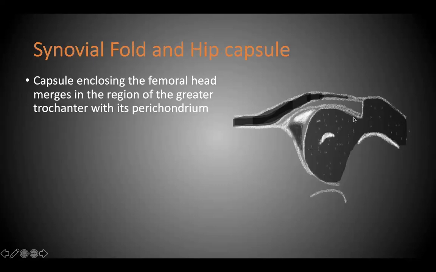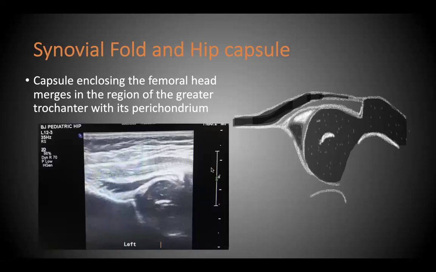Then the next structure that we are going to talk about is the synovial fold and the hip capsule. The hip capsule encloses the head of the femur. It is in close contact with the head of the femur, and it eventually merges with the perichondrium of the greater trochanter distally, and proximally with the superior edge of the acetabulum. Distally, where the capsule of the hip joint merges with the greater trochanter, there is a small reflection of the capsule onto the greater trochanter. This reflection is called the synovial fold. On an ultrasound it can appear as a small radiolucent spot, or sometimes as two parallel lines.